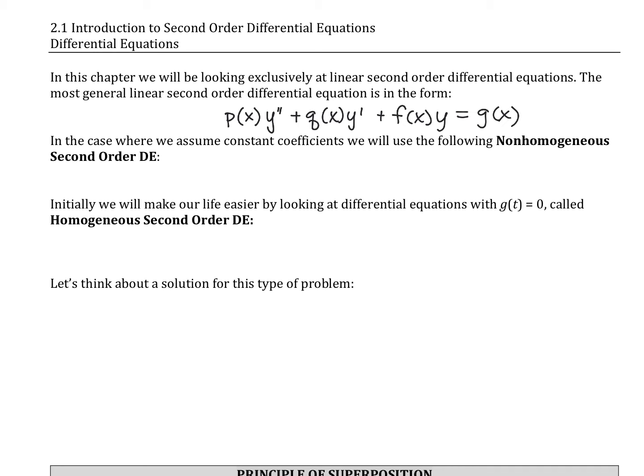Now, if we assume constant coefficients, then a non-homogeneous second order differential equation is going to look like this. It's going to be a times y double prime plus b y prime plus c y equals some function with respect to that independent variable.